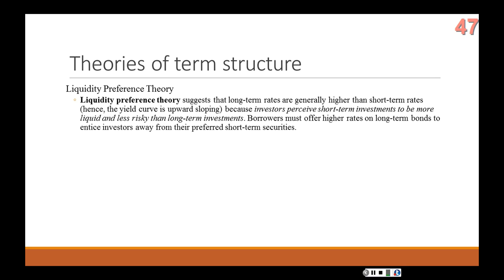So borrowers have to offer higher rates on long-term bonds to get the investors away from their preferred short-term securities. All else equal, investors prefer to buy short-term securities, while issuers prefer to sell long-term securities. These short-term securities are attractive because they're very liquid and their prices are not volatile, so investors can access their money with much more ease. This theory only provides reasoning for the yield curve to be upward sloping.